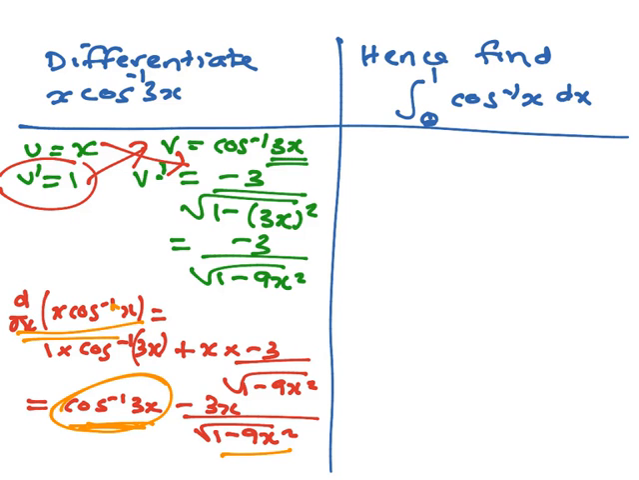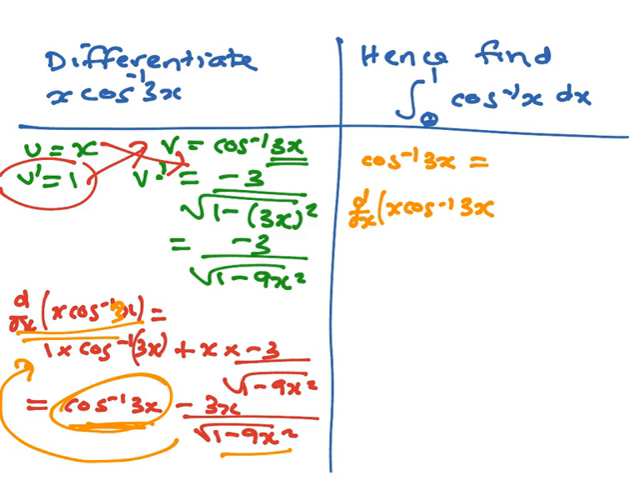isolate this on its own. So we know that cos⁻¹(3x) will equal, if I move this one onto the other side, d/dx of x cos⁻¹(3x). I've left a 3 off that one, so it should be 3x, plus 3x on the square root of 1 minus 9x squared.